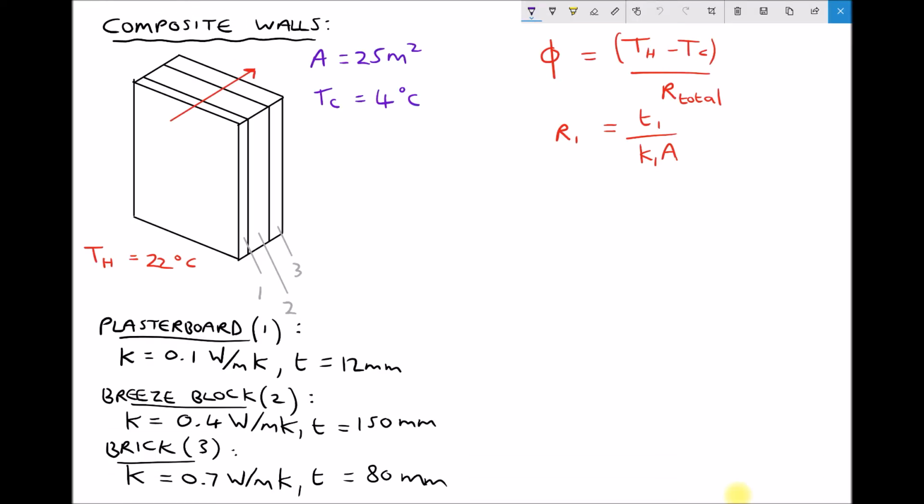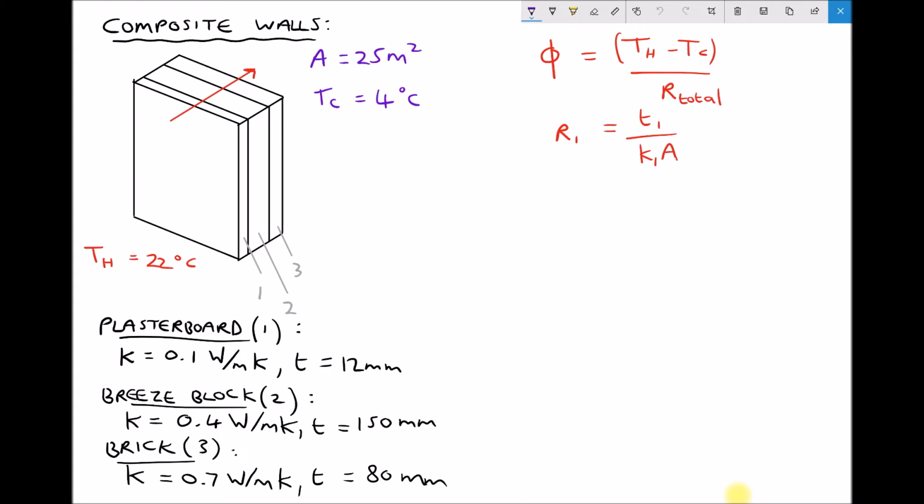In this video tutorial, we're going to be discussing composite walls, and we see composite walls in various different building applications. If you think of the walls of a typical house, then you may have plasterboard on the inside, you may have a layer of brick and a layer of breeze block, and quite often there would be a cavity which would either contain air or some kind of insulation.